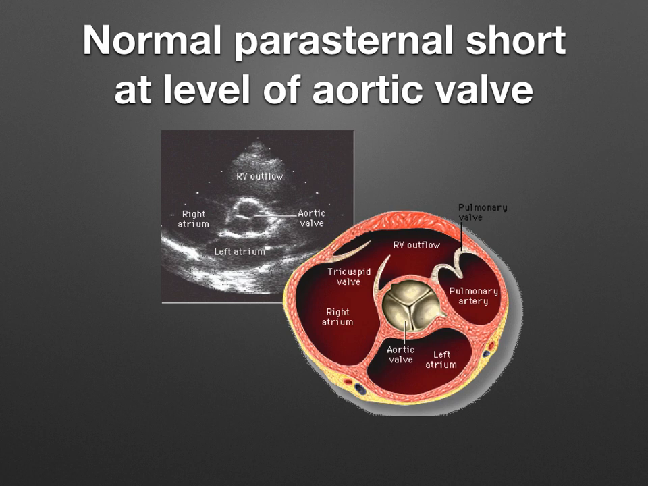This is the view that our pediatric colleagues identify a patent ductus arteriosus in, because you can see the relationship between the pulmonary artery and the aortic valve. And if you have a jet from the aorta to the pulmonary artery in this view, you likely have a PDA, and ultimately that can lead to some pulmonary hypertension if left untreated.